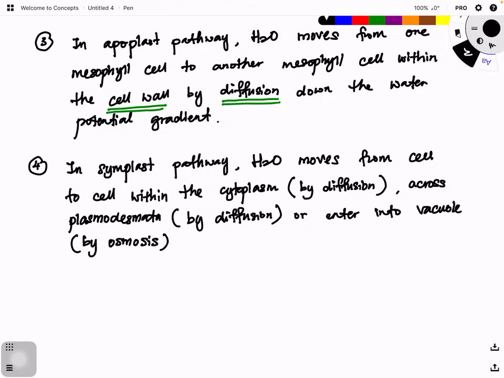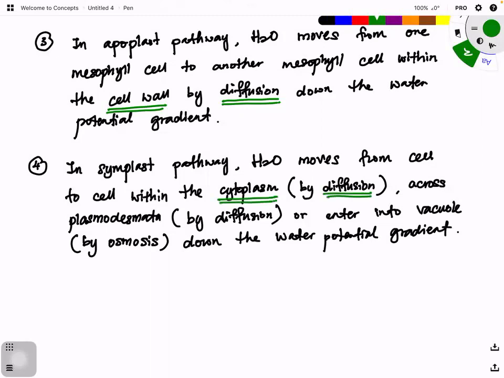So I combine everything. Can you see that? By osmosis, down the water potential gradient. Are you clear? So you can see here: cytoplasm, diffusion, because no membrane involved. Plasmodesmata, diffusion. Vacuole, vacuolar pathway, osmosis, down the water potential gradient. So these are the minimum requirements that you describe for your answer. Okay.